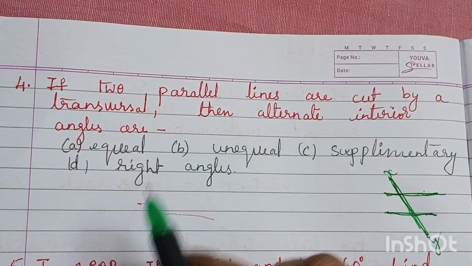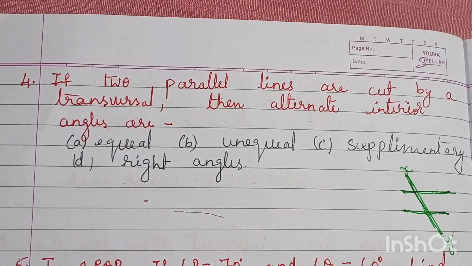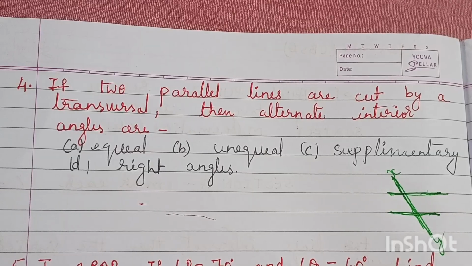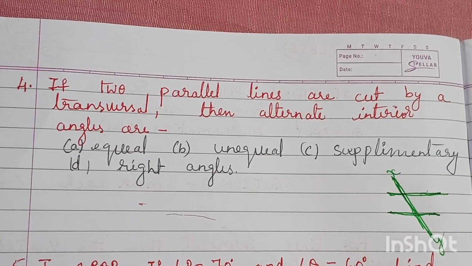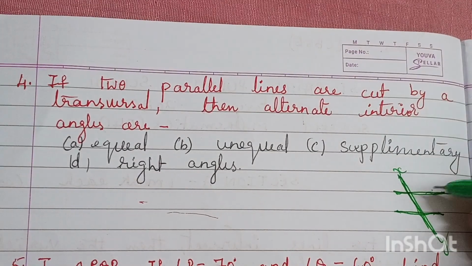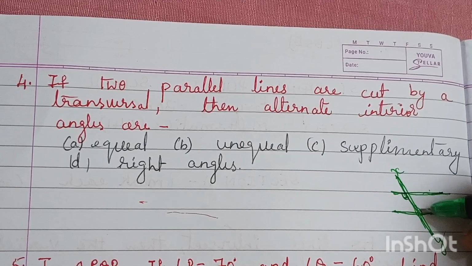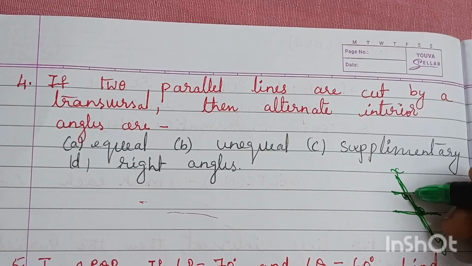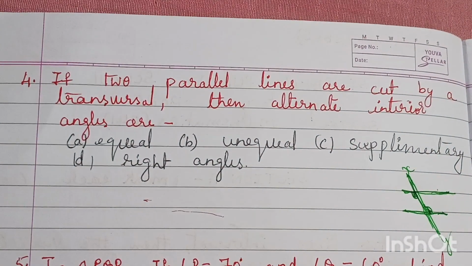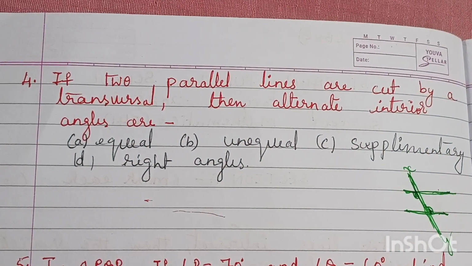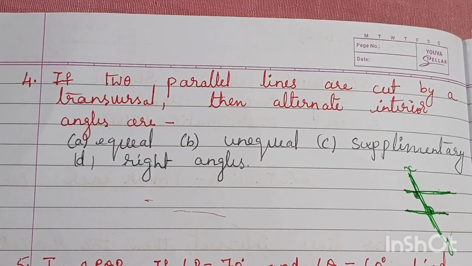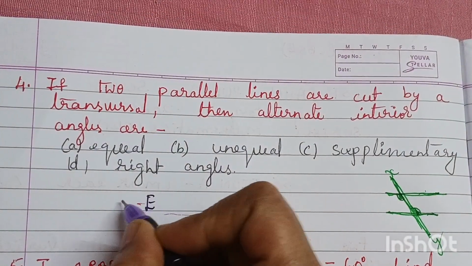Then the alternate interior angles. We have to find the alternate interior angles. Alternate interior angles are equal. These angles are equal. So we have to write the answer as equal. Alternate interior angles are equal. A.